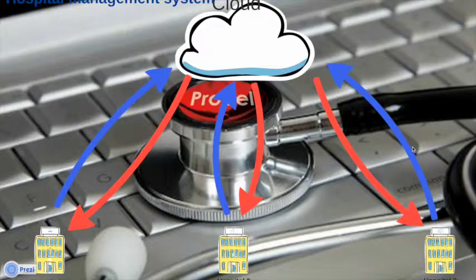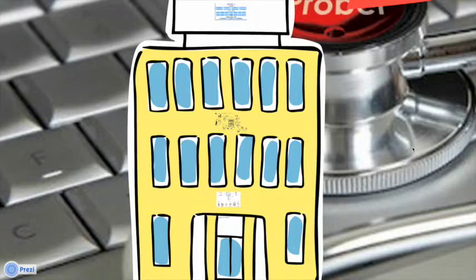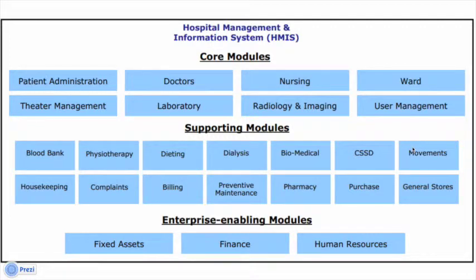So what I mean by that is, you have a hospital, one hospital. Suppose this is hospital one. Now this has different functional areas. So in our system, we have different core modules such as patient administration, doctors, nursing, ward, and we also have supporting modules which are related to the hospital management. So that would be something like billing or maybe the pharmacy.